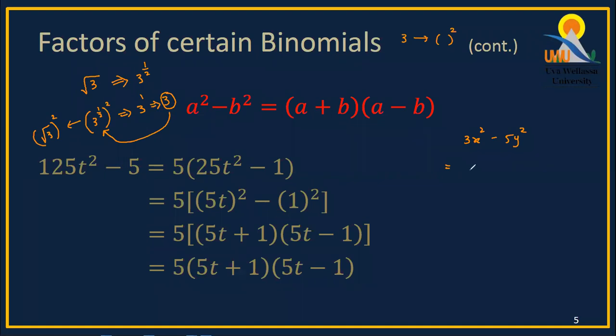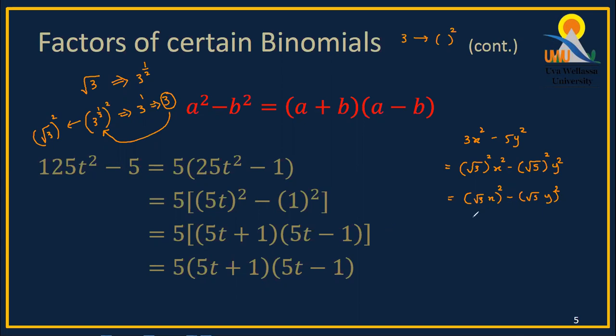Using this concept, we write the square root of 3, then square it, then x squared. Similarly, for 5 we get root 5, squared, and then y squared. Now you can see root 3 has a square term as well as x, and root 5 has a square term as well as y. Then we can say this as root 3x to the power 2 minus root 5y to the power 2.